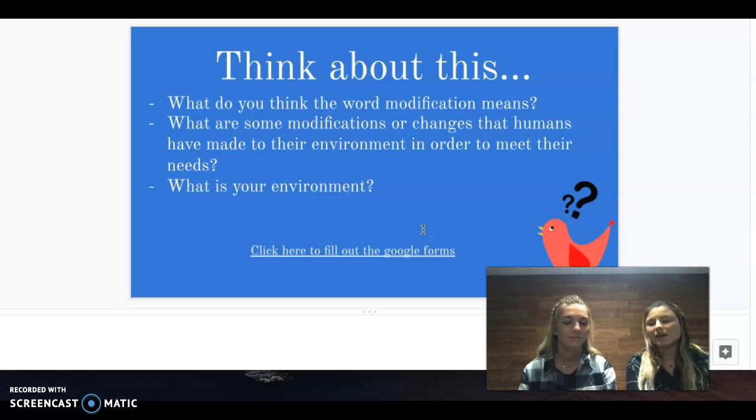Do you know what your environment is? My environment, I would say, is like what's around us, what affects us, nature, the outside.